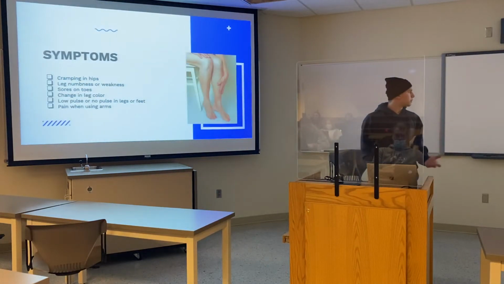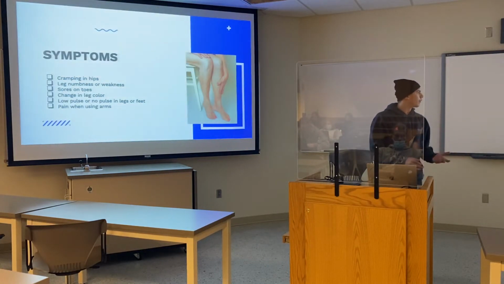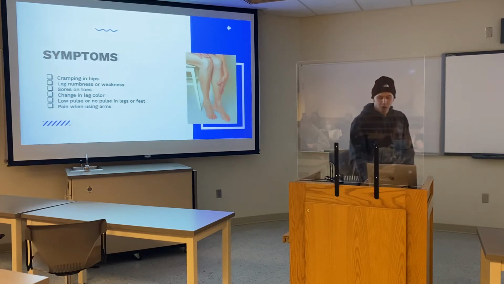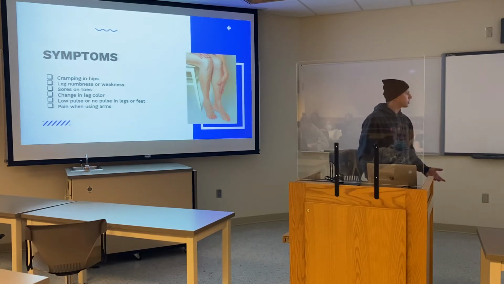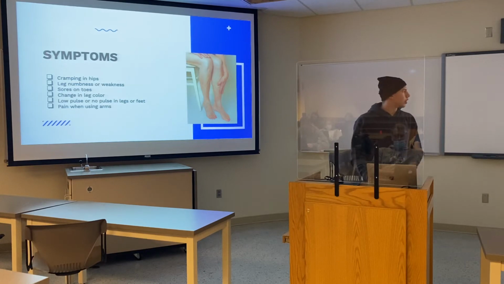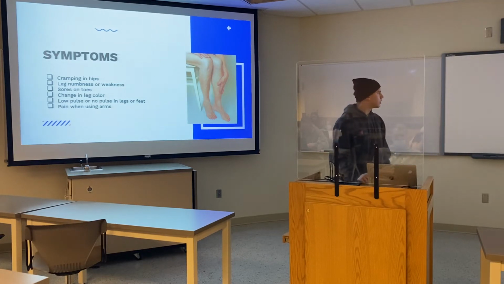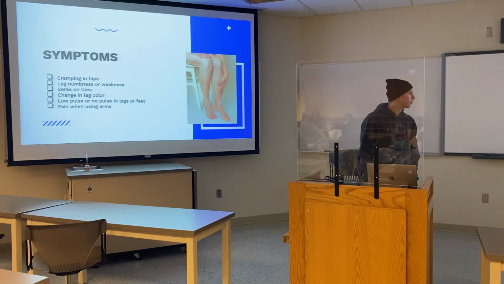So some symptoms that you can look for if you may be experiencing this is cramping in your hips, because that can lead up to your hips. Leg numbness or weakness. Usually you'll be feeling this in your legs. It's not as common in your arms. So you most likely will be feeling this in your legs. You'll be sore on your toes, because that numbness and tingling will go down and kind of affect those nerves down there. You may see a change in leg color because you're losing the blood flow.